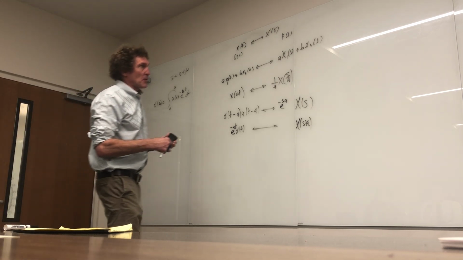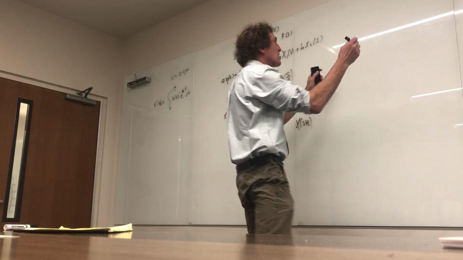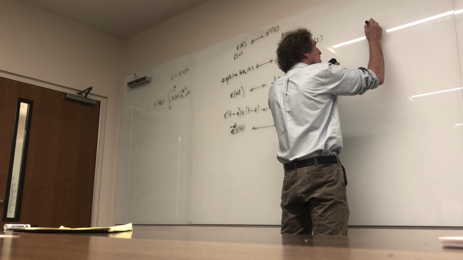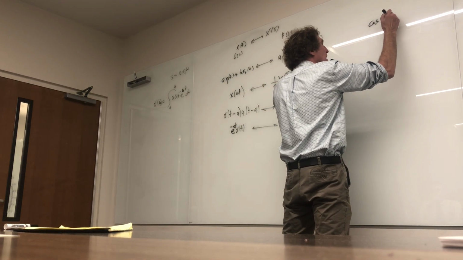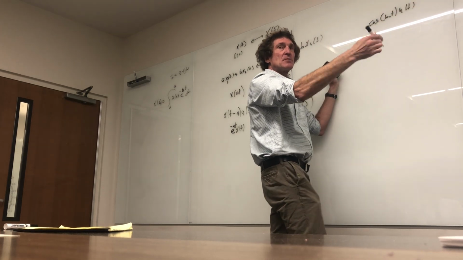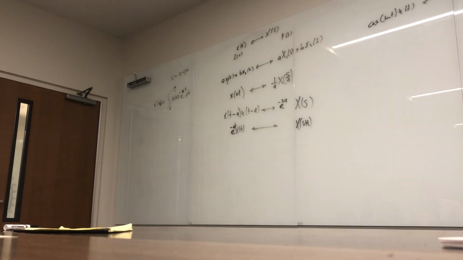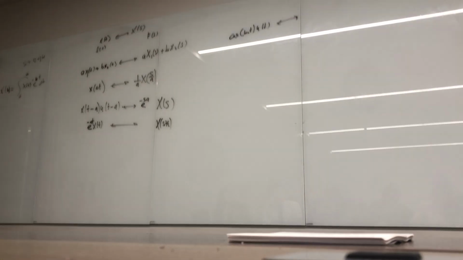All right. So now we do the sine and cosine. I'll start with the cosine form. This is an important one. So if you have cosine of omega naught t u of t, the u of t, make sure it starts at t equals 0. And you want to know what the transform is of that. And what you're going to see is, I'm going to work it right here.